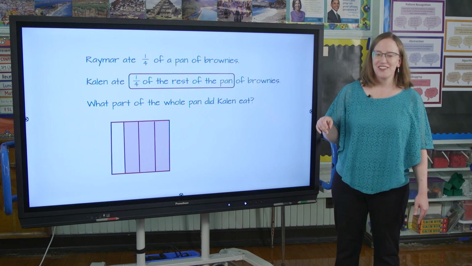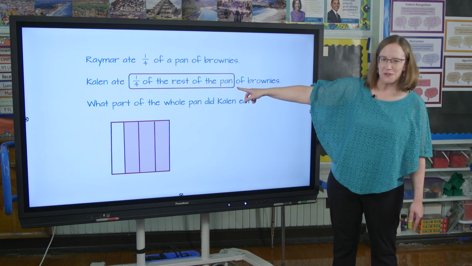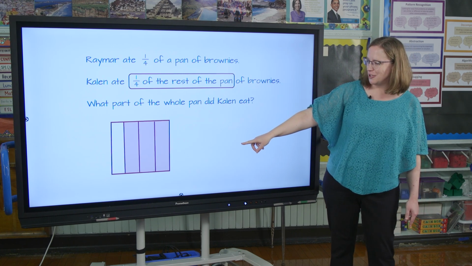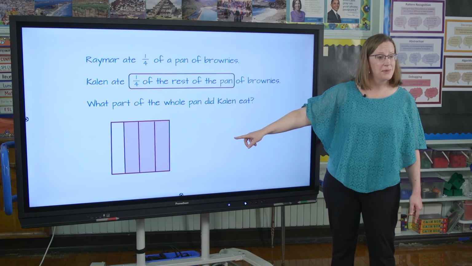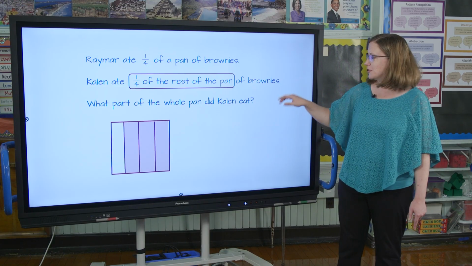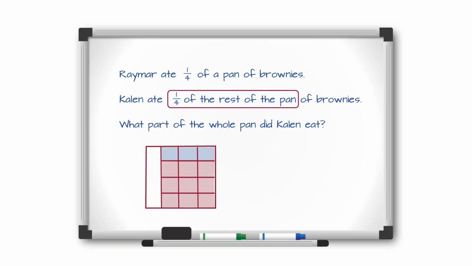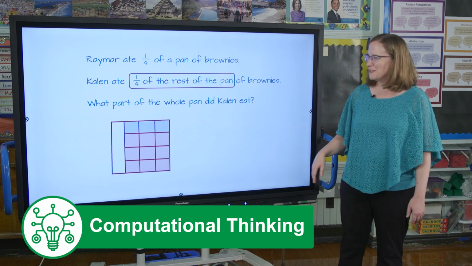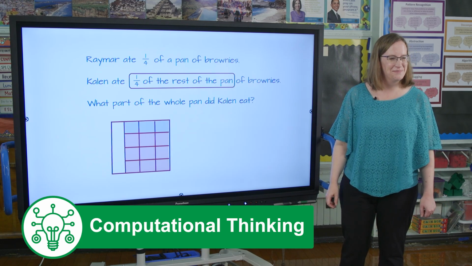Oh, interesting. So you were thinking about this 1/4 of the rest of the pan, and now that you could see that the rest of the pan was 3/4, you actually knew that what that was asking you to find is 1/4 of 3/4. And that's a problem you know how to solve, right? Great job using abstraction to make sense of this problem.